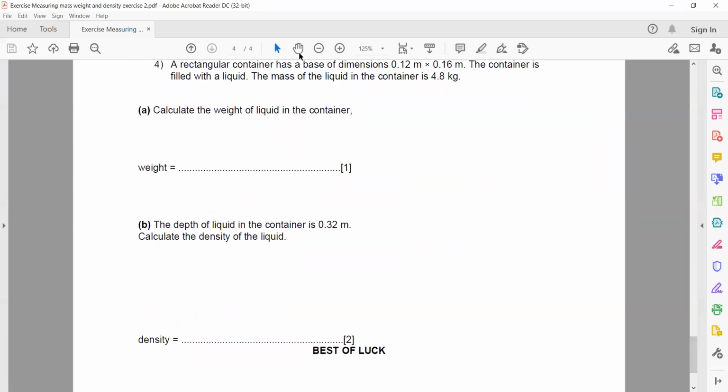The last question of this exercise: a rectangular container has a base with a dimension of 0.12 and 0.16. The container is filled with a liquid. The mass of the liquid is 4.8 kilogram. What is the weight of the liquid in the container? So weight is mass multiplied by gravity. So mass is 4.8, and because they did not specify the planet, you will always consider gravity as 10. So multiply by 10, you will get 48 Newton. As the unit of the weight is Newton, not kilogram per meter cube. Kilogram per meter cube is a unit of density.